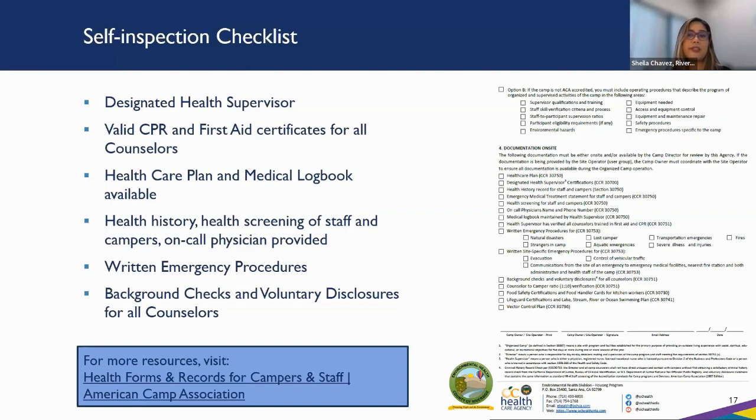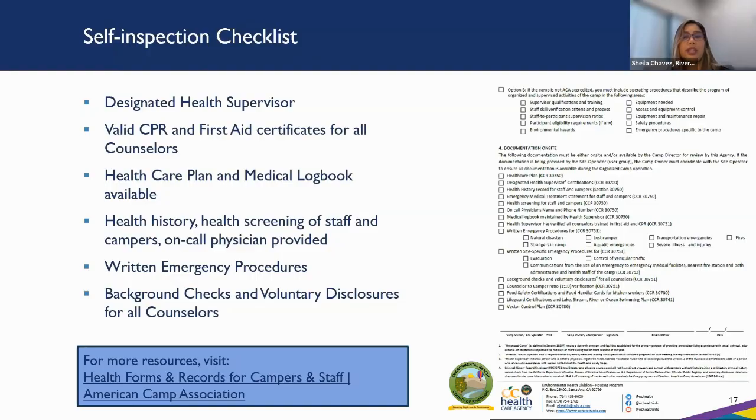This checklist helps identify any gaps in staffing, healthcare planning, medical screening, or emergency procedures before camp begins. For example, all organized camps are required to have a designated health supervisor, and this can be a physician, a registered nurse, a licensed vocational nurse, or someone with specific training and certifications in pediatric first aid and pediatric CPR. And all counselors are also required to maintain valid CPR and first aid certifications to ensure that they can respond appropriately in an emergency.